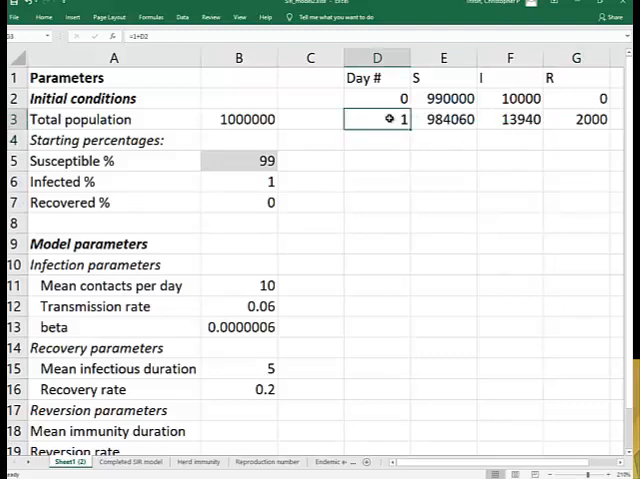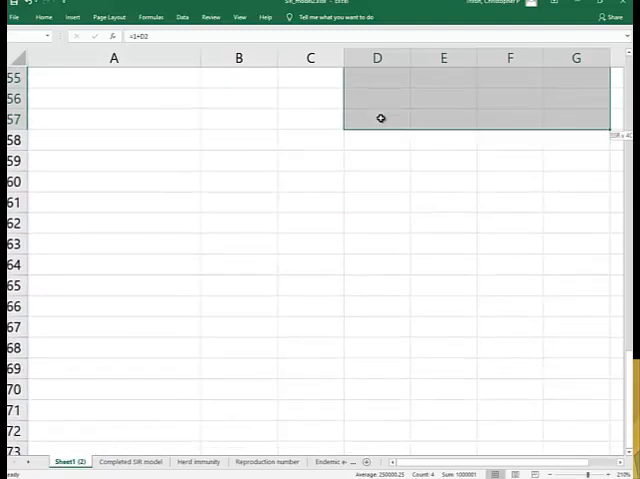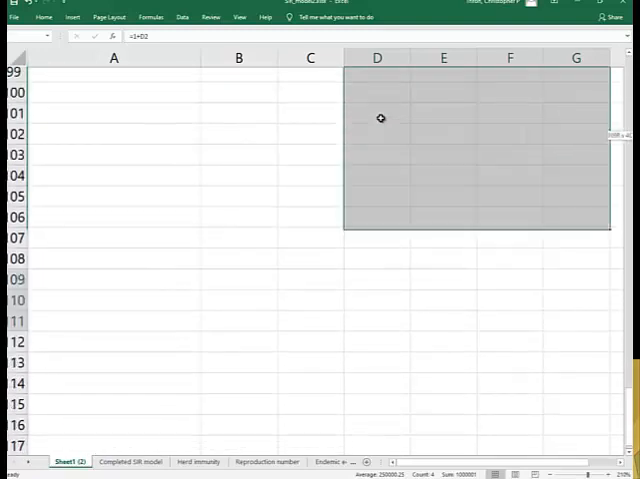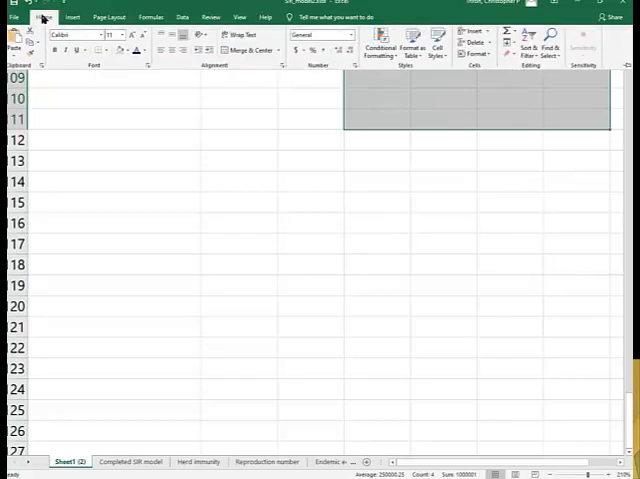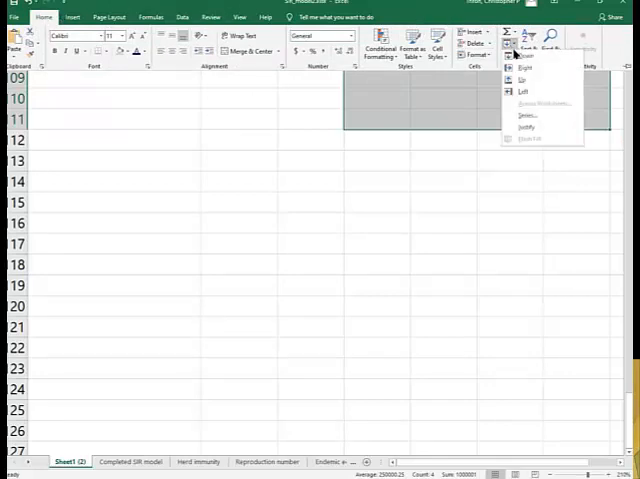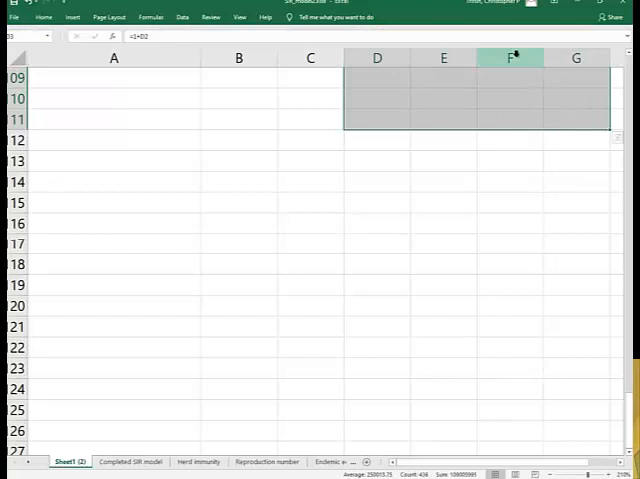To get days after this, I only need to select these cells. Now I like to select by holding down the Shift button and then pressing the arrow key. And then I can press Page Down to select several pages of cells. All right. Now I want to fill down my formula. So I go to Home, and this button here is Fill Down. And then I do Down.